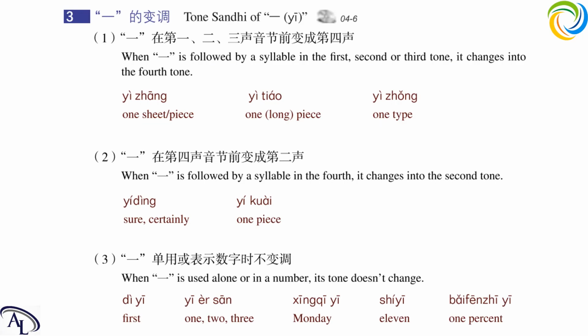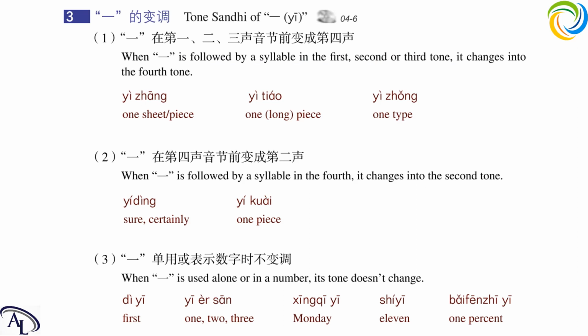Now let's move on to the tone sandhi of 一. We've learned the tone sandhi of 不 before, right? When 不 is before a fourth tone syllable, it will change from fourth tone into second tone, for example, 不会. Okay, now let's learn the tone sandhi of 一.